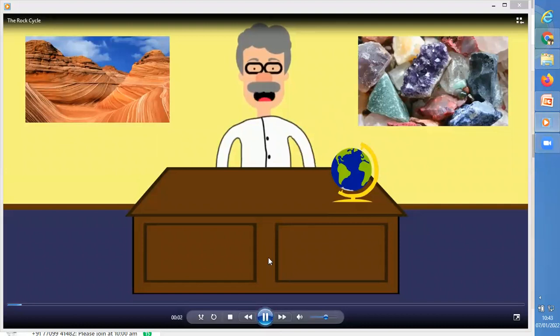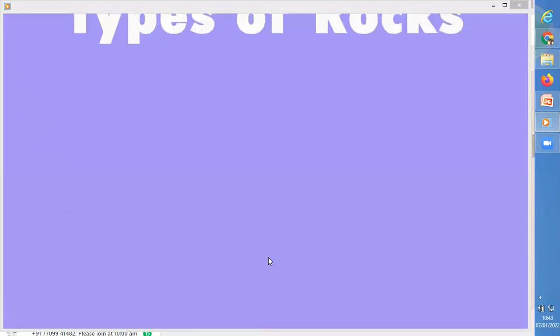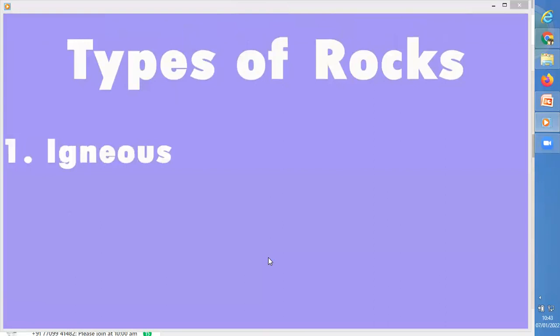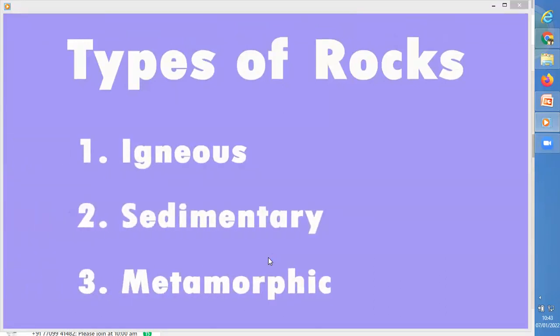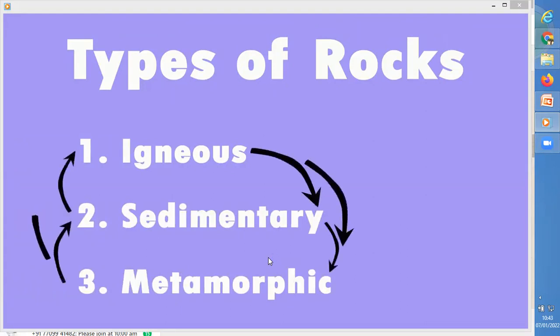My name is Thor Robertson. Today I'm going to be teaching you about the rock cycle. First, you need to know about the three different types of rocks: igneous, sedimentary, metamorphic. Each of these rocks has a unique way of forming and can even transform into one another. Now, let's start by explaining how igneous rocks form.